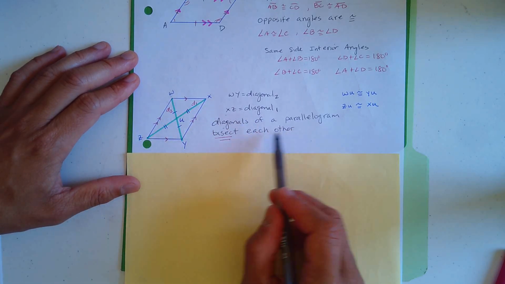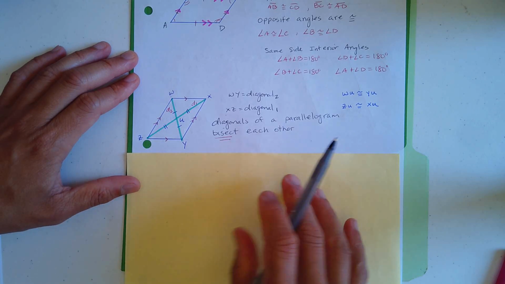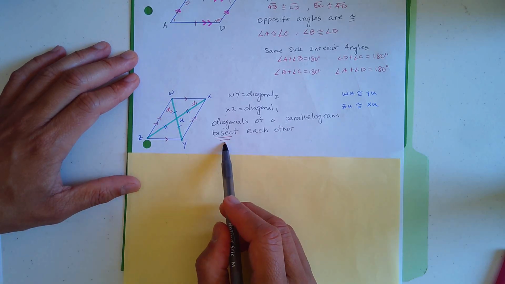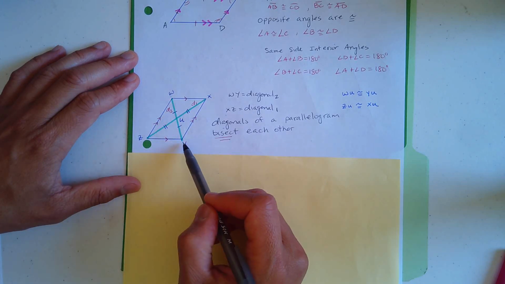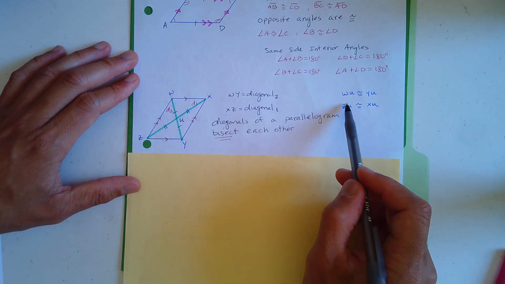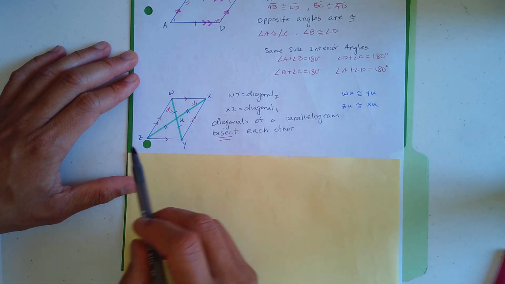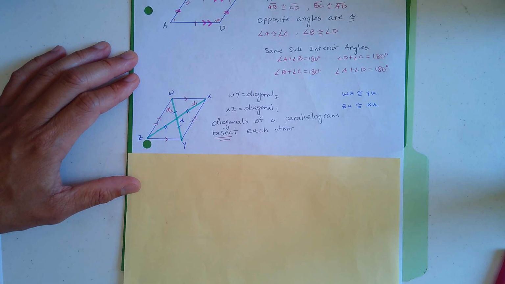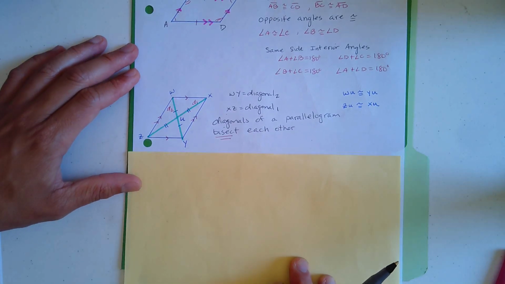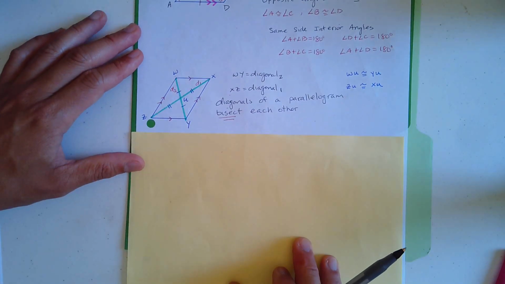Diagonals of a parallelogram bisect each other. The word bisect means cuts in half. Therefore, we know WU is congruent to YU. ZU is congruent to XU. So those are the properties of a parallelogram.